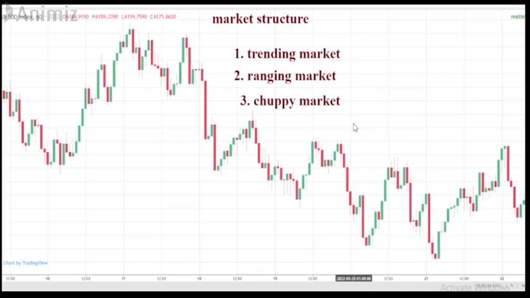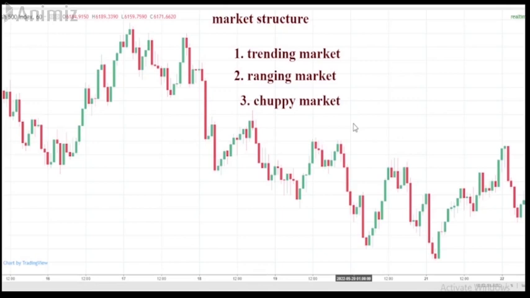You shouldn't be trading all these market structures. You need to focus on one of them, or if you can trade two, then good. But there is one of them that you can't even trade, and I'm going to expose to you the reason why you can't trade that particular market structure. That might be the mistake you have been making.